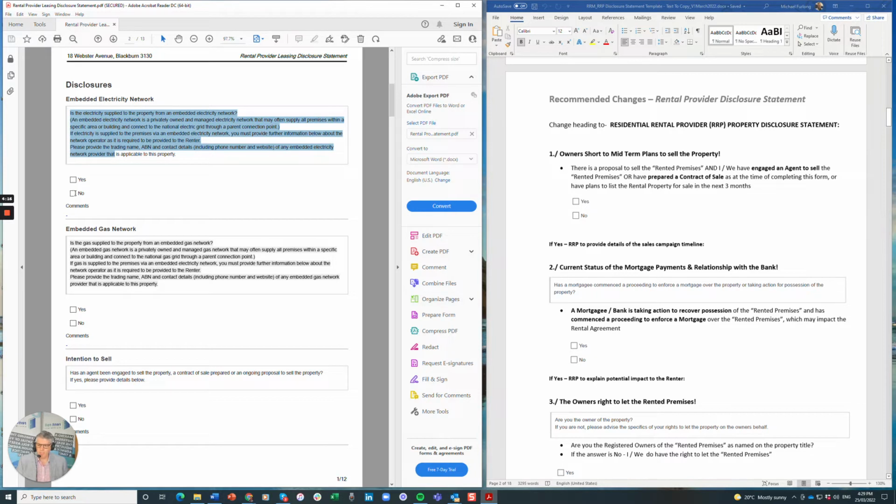We've got the yes, no, and instead of just having comments, I've changed that: if yes, RRP to provide details of the sales campaign timeline. What I've tried to do is use the REIV document as the base. So instead of going straight onto embedded network, I've gone with their numbering system. They've got 19 questions. I've got 27, I think, in here, 27 points.